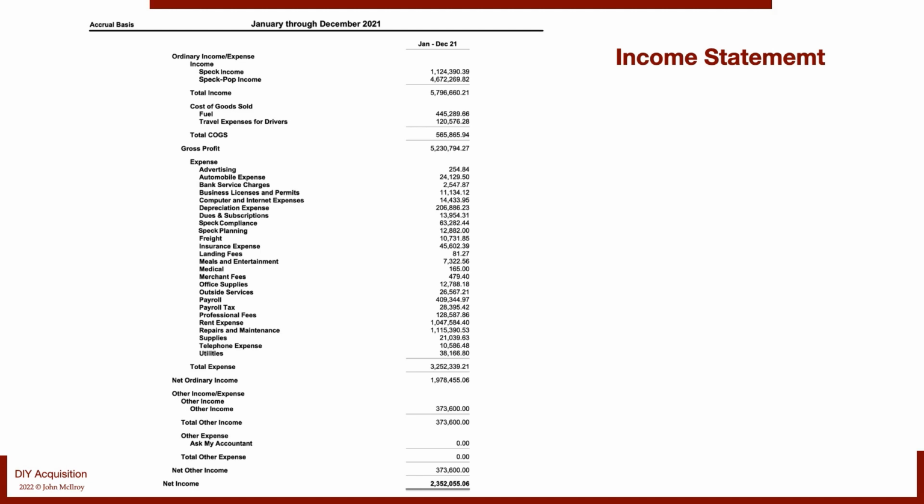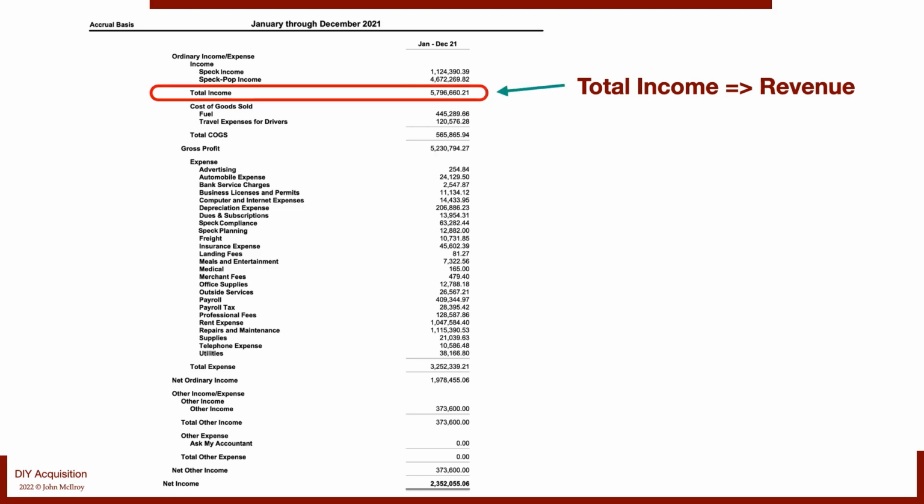Now here's an income statement. Hopefully you can see it. I wanted to reproduce an actual income statement. Total income on an income statement really means revenue or sales. Sometimes people ask me about that. They look at an income statement and they're looking for the revenue number. Well, revenue is total income.